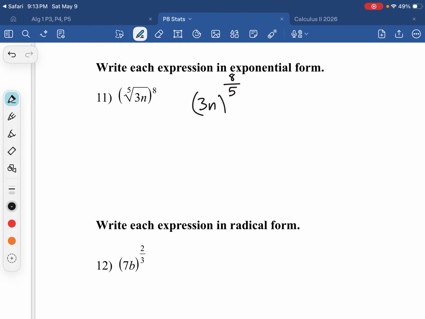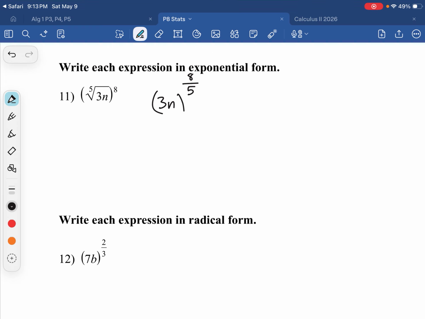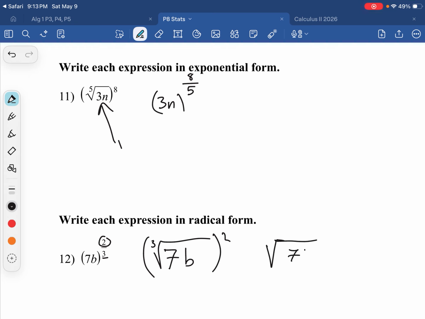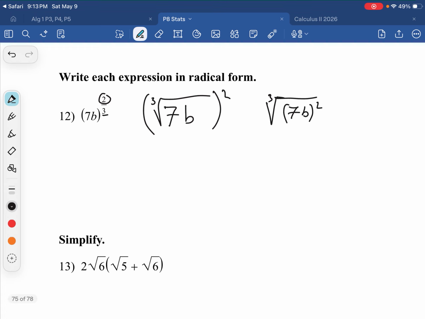If we're trying to go in the other direction, given the rational exponent, and we're trying to write it in radical form, this tells me it's the cube root and then squared. 7b. Now, I like to write it like this: the cube root and then square afterwards, like in this example. You wouldn't be wrong if you wrote 7b raised to the third, raised to the second in the cube root. I think it's easier, especially if we have to work with numbers, to take the radical and then raise it to a power than it is to square it and then take the cube root.